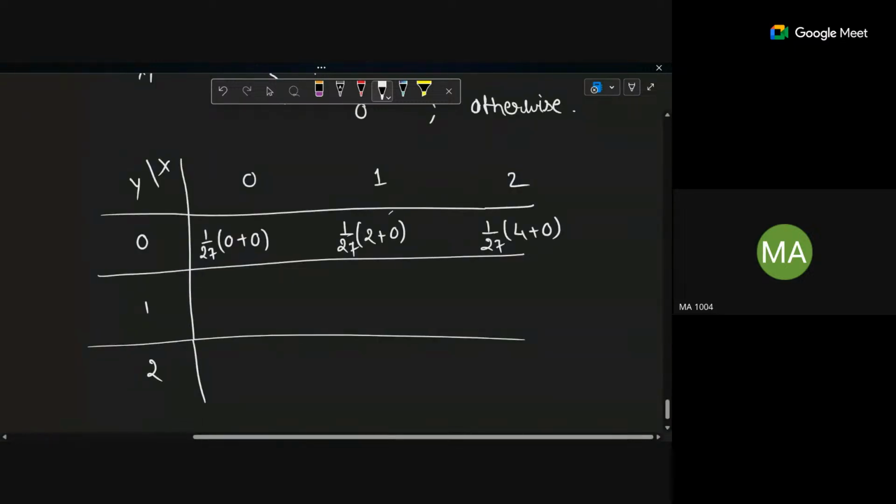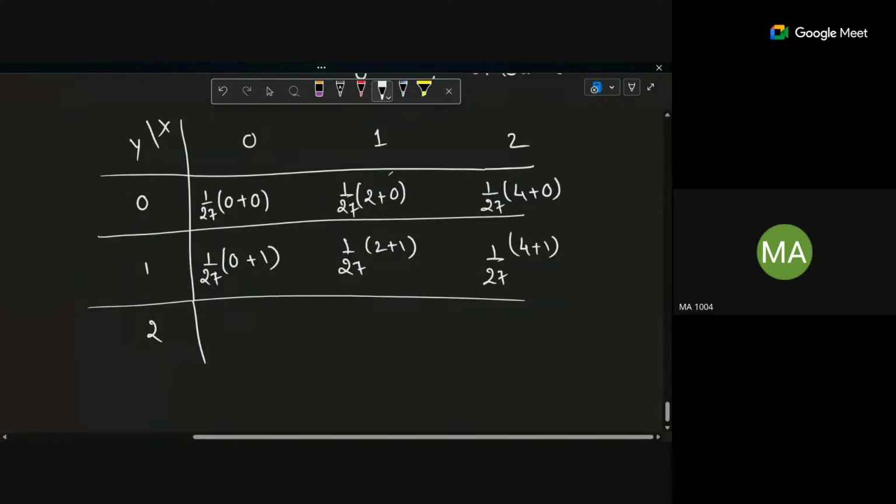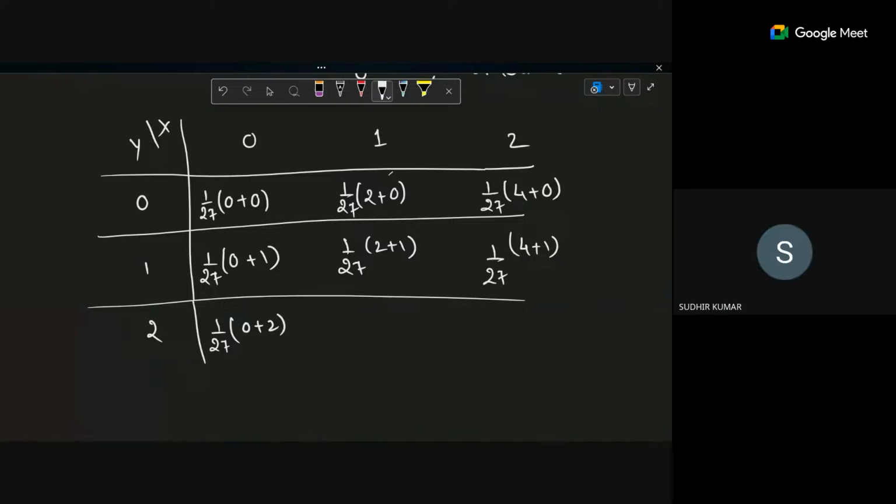Is everyone getting it? Like what I'm doing here? Now just the addition part is there, like 2 by 27, 4 by 27. Here it is 0, right? What about here? Your x is taking 0 and y is taking value 1. 1 by 27. Yeah. Here, when both are 1, that is 1 plus 1, 2 plus 1, right? 1 by 27. Here it is 4 plus 1. And what about 2 and 0? 2 plus 0, 2 plus 2. Yeah, 2 plus 2.